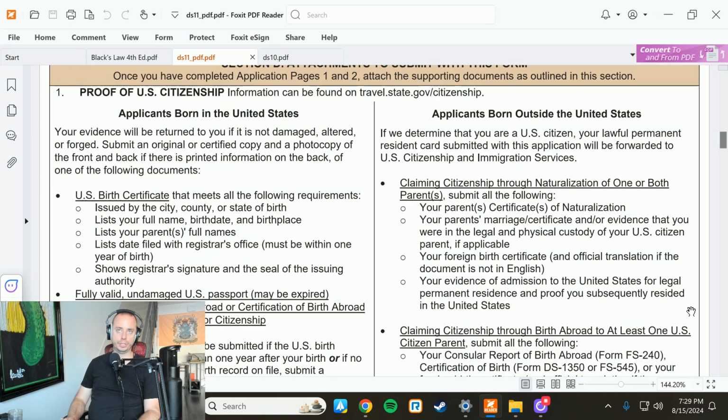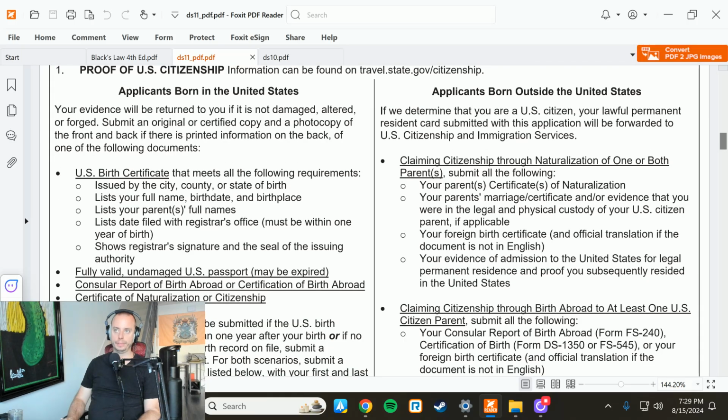proof of U.S. citizenship, claiming citizen through naturalization, your evidence of admission to the United States for legal permanent residence.